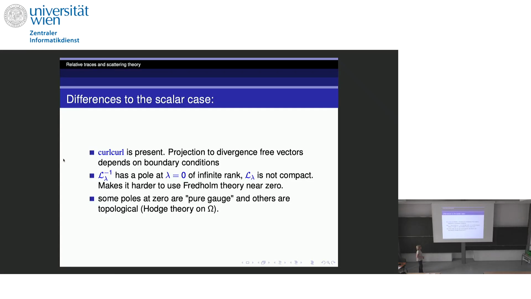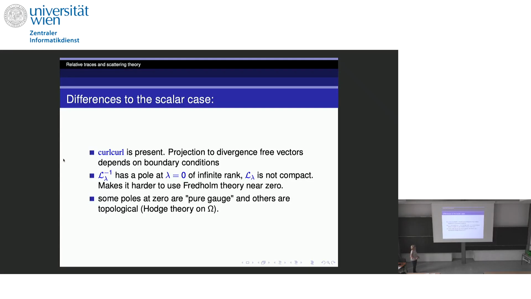This operator has a pole at lambda equals 0. This pole is of infinite rank. This operator is also not compact. Therefore, we use a lot of Fredholm theory in the original paper with the Helmholtz equation. And this theory isn't available to us in the Lipschitz domain case. It's only done for C2 domains in the literature by Maitreya, and Maitreya.